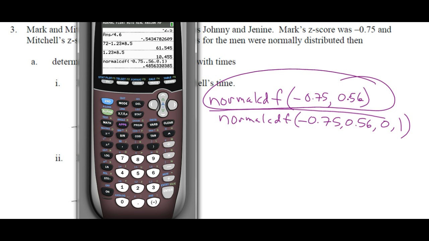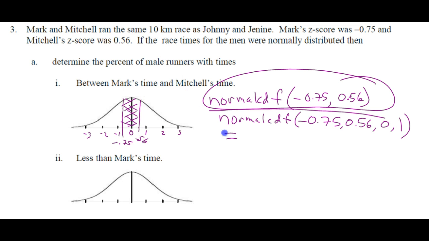If we want to get this as a percentage, then we multiply by 100. So just go times 100, enter, 48.56%. Okay? And oftentimes we'll just give it to 2 decimal places, right? So equals 48.56%. So it tells us almost half the people had times between Mark's time and Mitchell's time. Almost half the people.